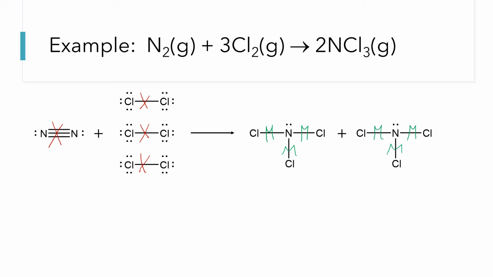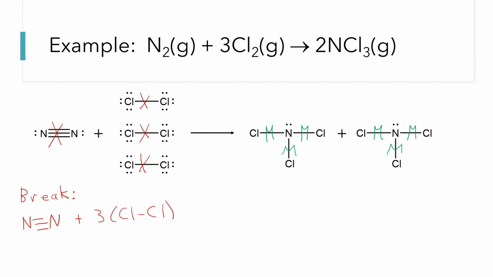Okay, so now let's get into the bookkeeping side of this. How are we going to account for all of these bonds? Well, in terms of the bonds that we are going to break, and remember breaking is endothermic, so these will all have positive numbers with them. We are going to break a nitrogen-nitrogen triple bond, and we are also going to break 3 chlorine-chlorine bonds.